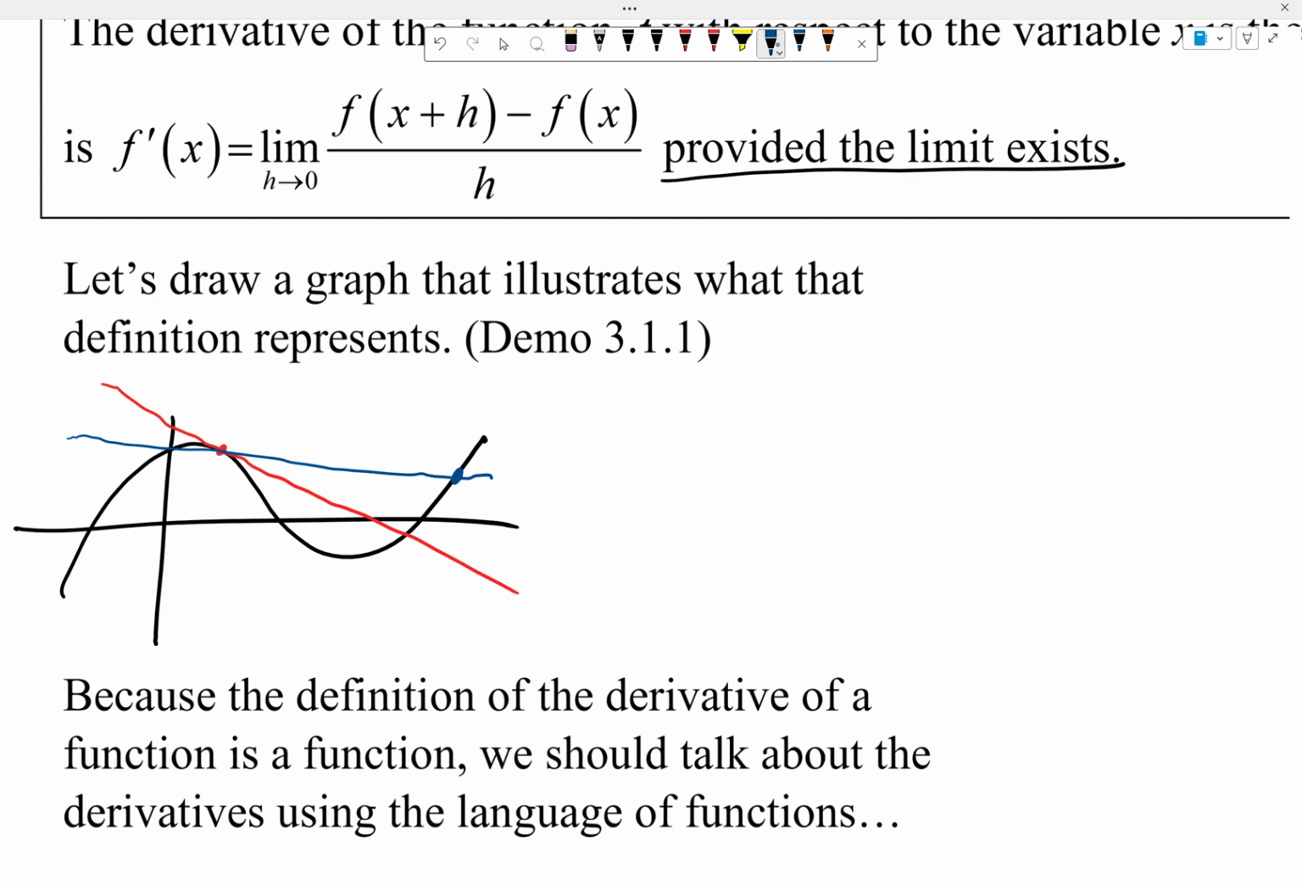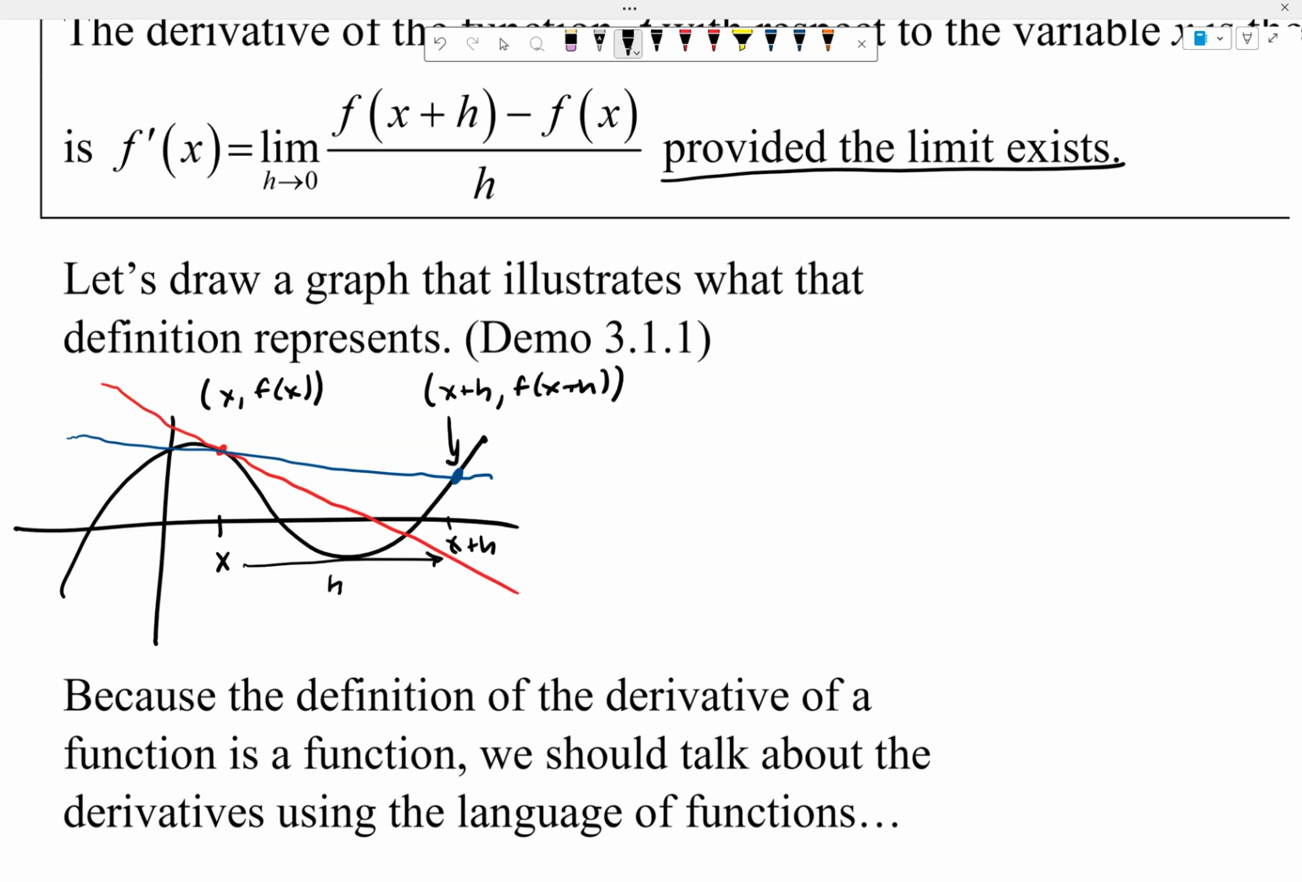Okay, and then maybe I start labeling some things on this graph. Let's call this point x, and the red point, therefore, is x comma f of x. Let's call the distance from x to this point h, making this x coordinate x plus h, and the coordinate overall for that point x plus h comma f of x plus h.